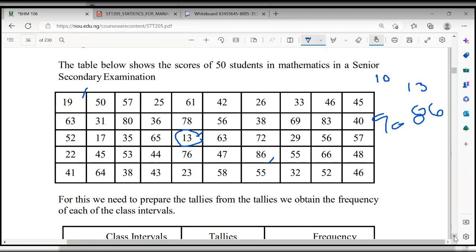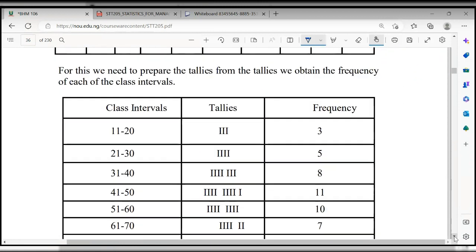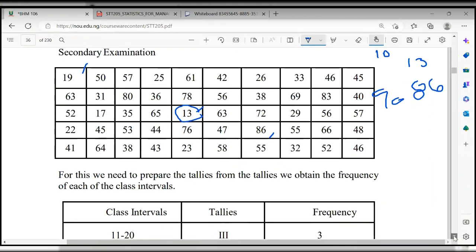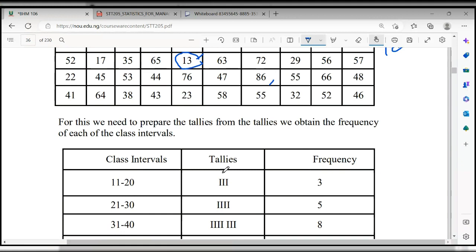So let's see the example, the way they did it in the course material. They did it as an interval of 10, started from 11. Since the lowest figure is 13, they used 11 to 20. If you count, I counted 3 because I saw 19, 13, and 17. Those are the numbers between 11 and 20. So they just use tally 1, 2, 3, and then the frequency is 3.